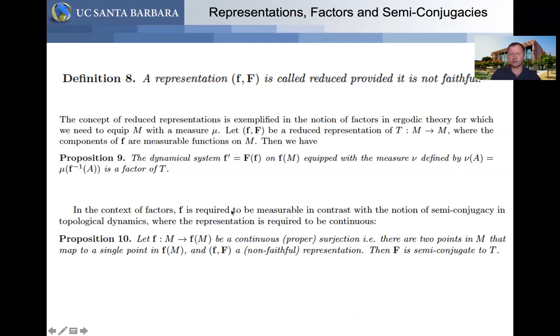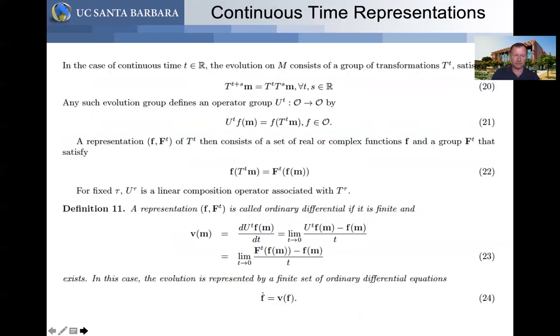In the context of ergodic theory, F is required to be measurable, while in topological dynamics, the representation is actually required to be continuous. So if F is a continuous proper surjection, so there are 2 points in M that map to a single point F of M, and we have a non-faithful representation, then the mapping F, capital F, is semi-conjugate to the dynamical system T. So these classical concepts play well with the concept of the representation and the reduced representation in particular.